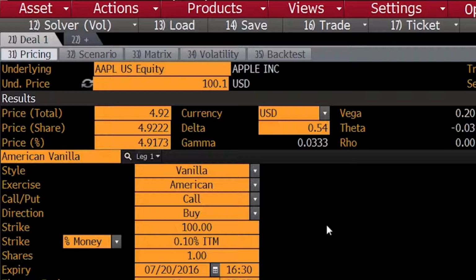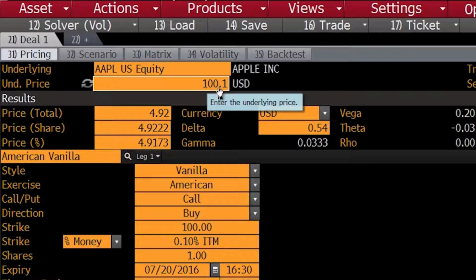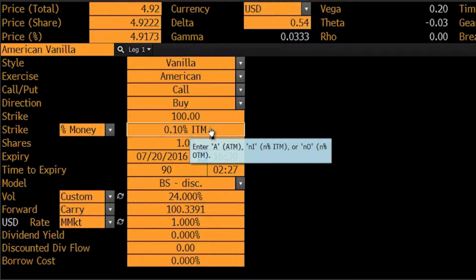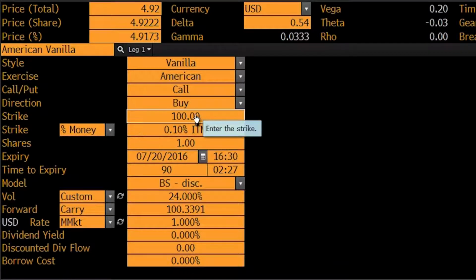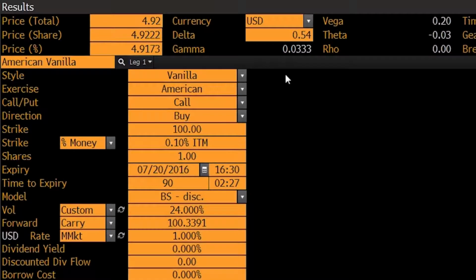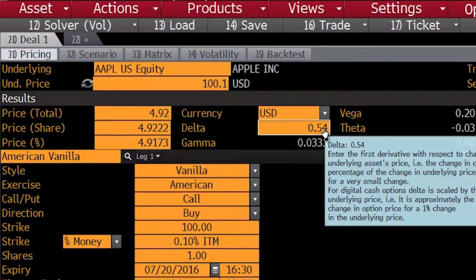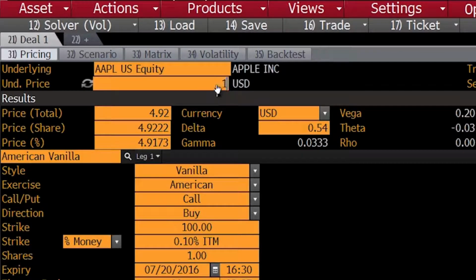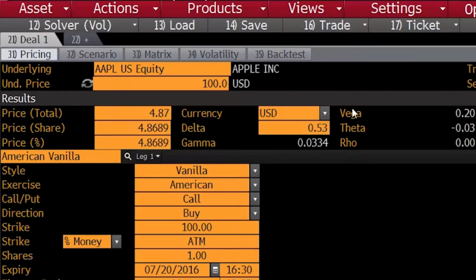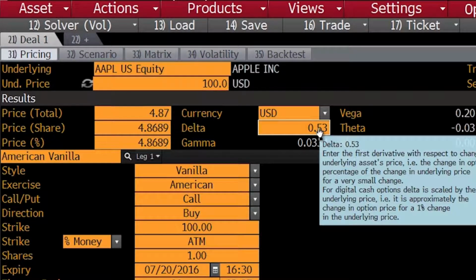Let's think about that for a moment. The share price has gone up, so now this is an in-the-money option because the strike didn't change. The strike remains at $100, but because the underlying's gone up, this is now a situation where the call option is 0.1% in the money. It therefore has a higher delta than when it was an at the money option, when it had a delta of 0.53.